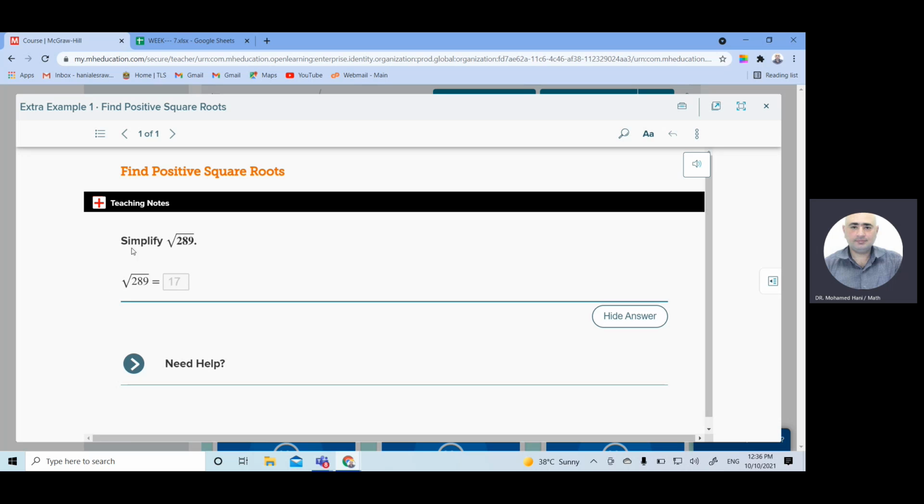You can write this example. Write here: simplify the square root of 289 will be what? Will be 17. Yes.